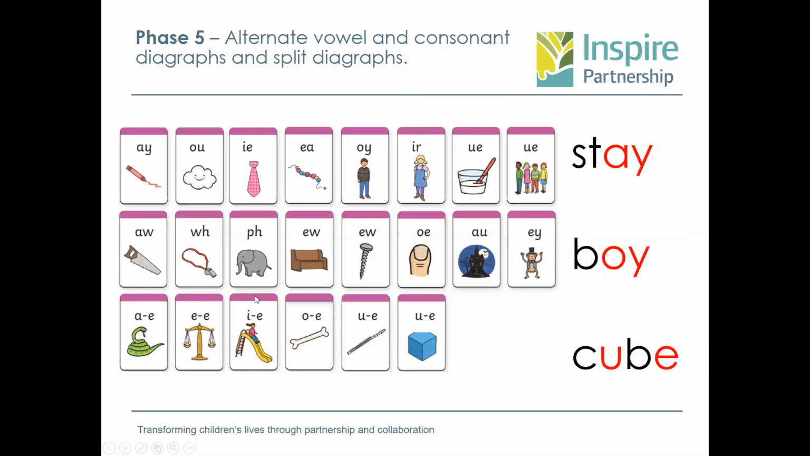Ey in monkey. A-e, such as even. I-e, o-e, u-e, oo, such as flute. And u-e, such as cube. It's more of an oo, and there's more of a yoo. I'll go through these words with you as well to blend them. St, ay, stay. B, oy, boy. U-e, cube.